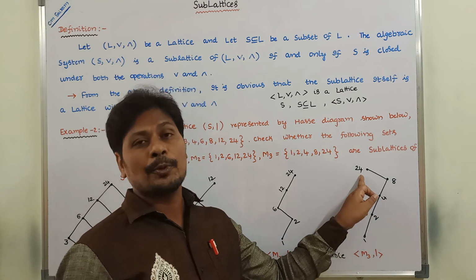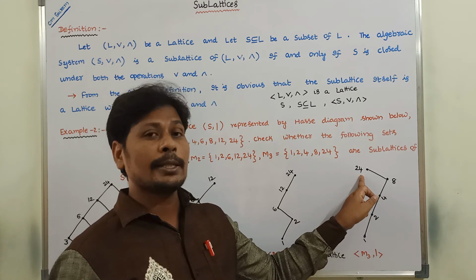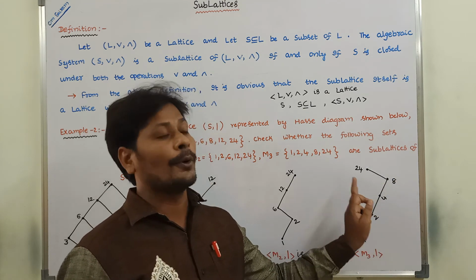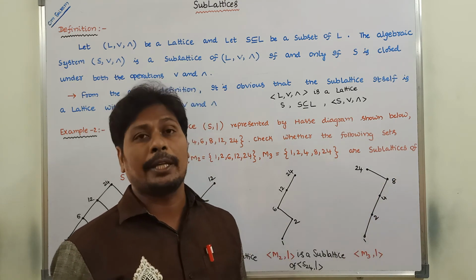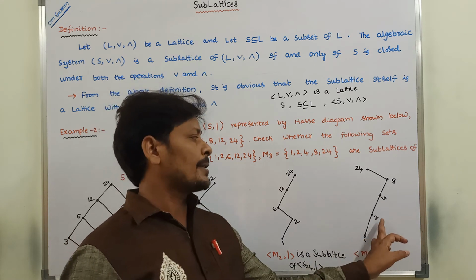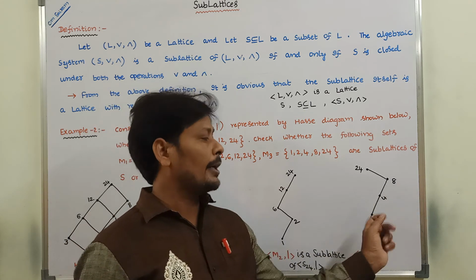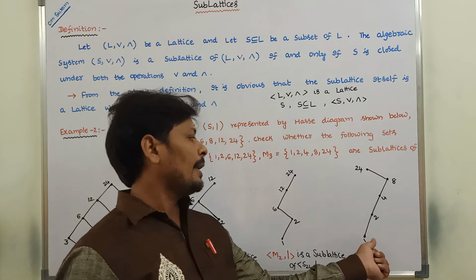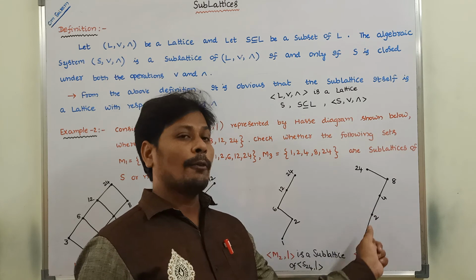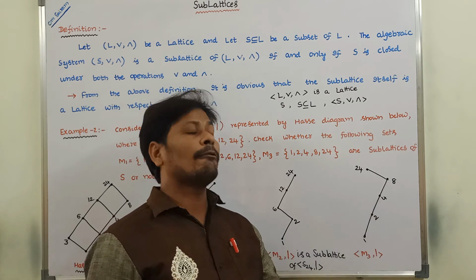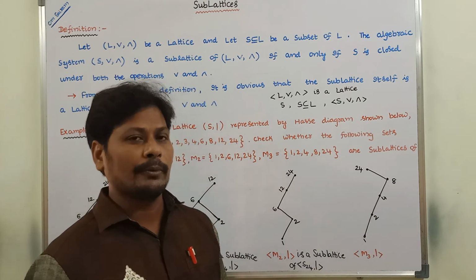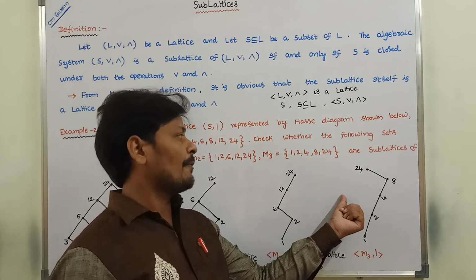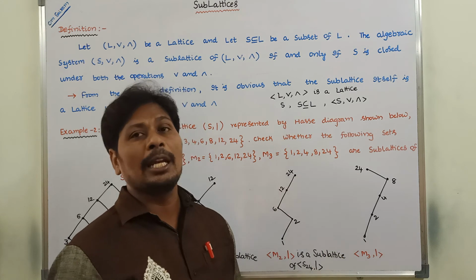4 also divides 24 according to the transitive property. If 4 divides 8 and 8 divides 24, 4 also divides 24. 2 divides 4, 4 divides 8, so according to the transitive property, 2 also divides 8. 1 divides 2, 2 divides 4, so according to the transitive property, 1 also divides 4. So the division relation is satisfied on every pair of elements.